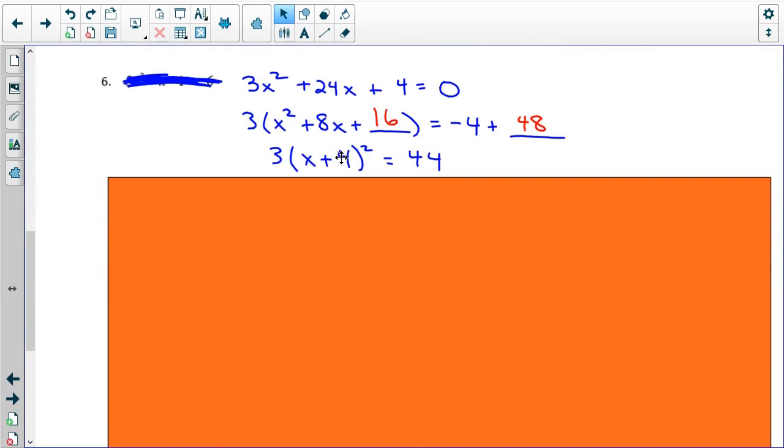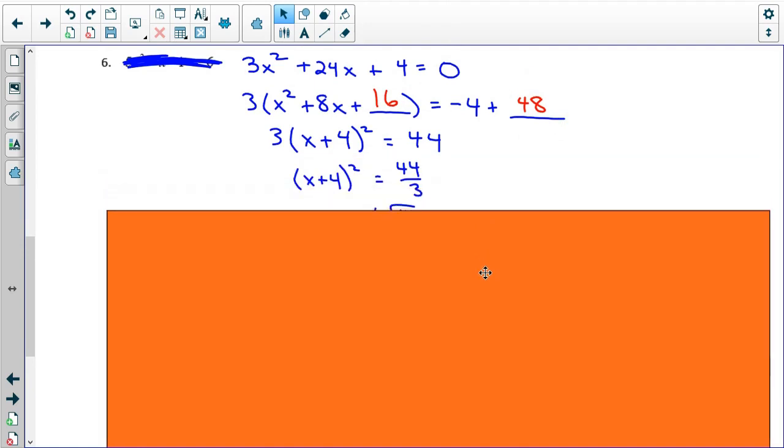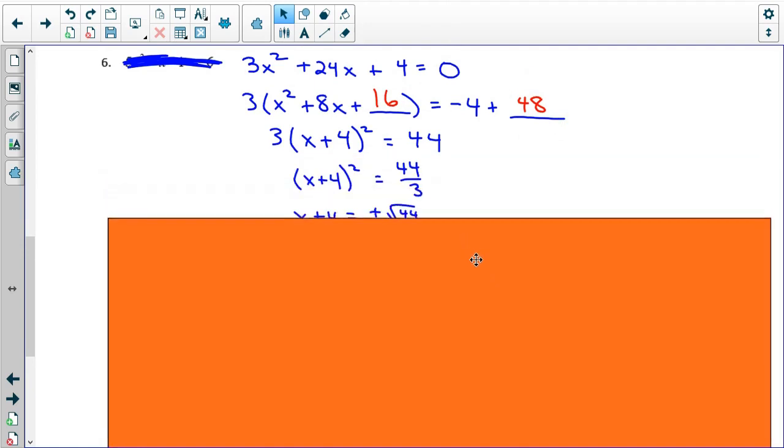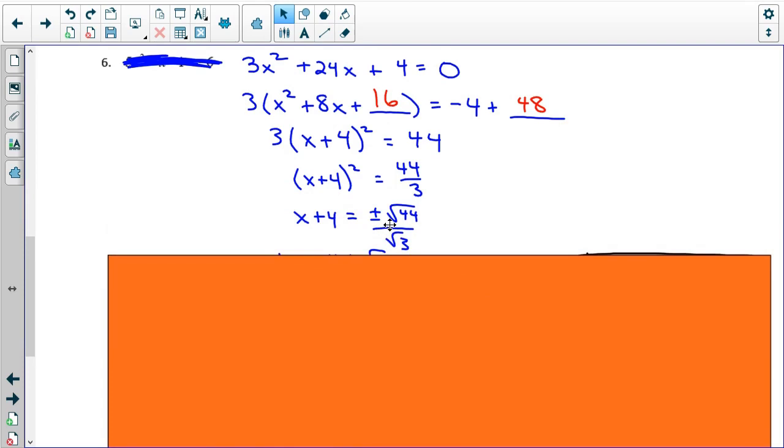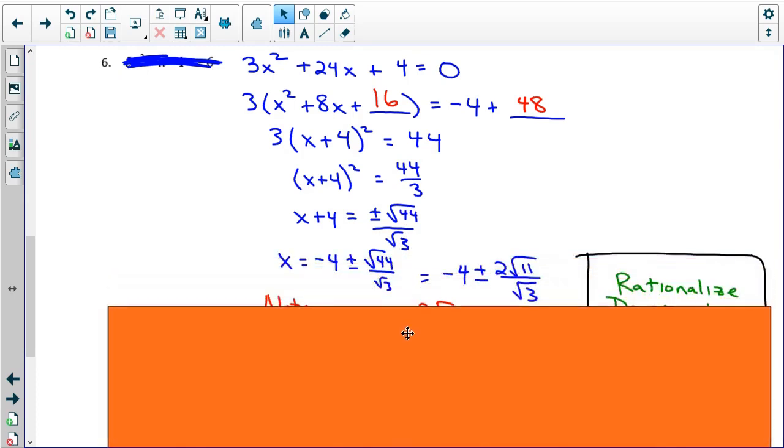So I'm going to divide 8 by 2 and square that. So 4 squared is 16. Notice that I'm adding 48 because 16 times 3 gives me 48, which is what I'm actually adding. I divide both sides by 3. I take the square root, and at that point in time is when I do the plus or minus. It's important to note that in this case, I have to take the square root of the whole 44 thirds, which I can rewrite as the square root of 44 over the square root of 3 if I want. Square root of 44 is really 2 times the square root of 11. So when I subtract 4, I can get this answer.